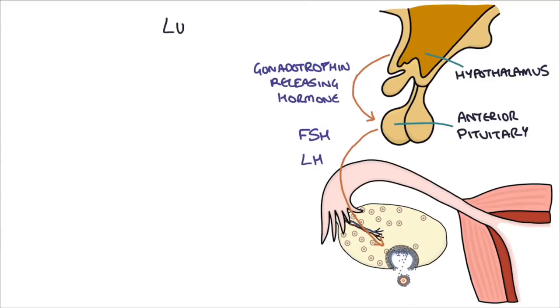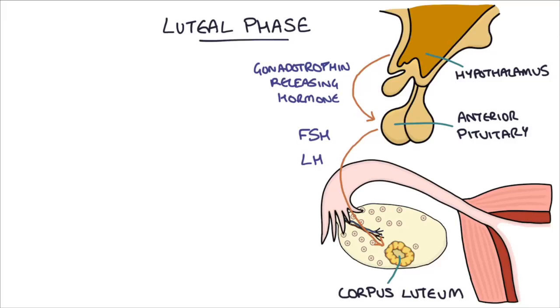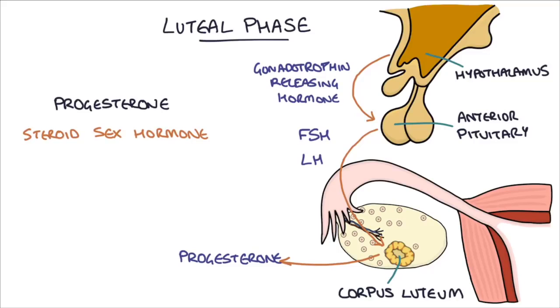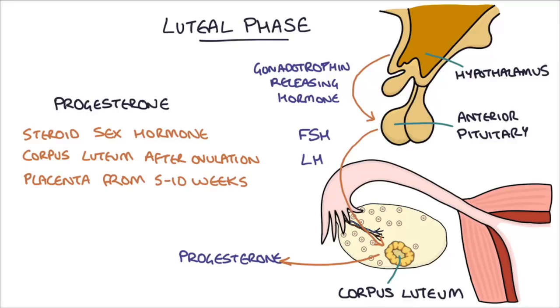Now let's look at the luteal phase of the menstrual cycle. The follicle that released the ovum collapses and becomes the corpus luteum. The corpus luteum secretes high levels of progesterone, and progesterone is a steroid sex hormone as well. It's produced by the corpus luteum after ovulation, and if pregnancy occurs, then the placenta will take over the production of progesterone from around 5 to 10 weeks of pregnancy.